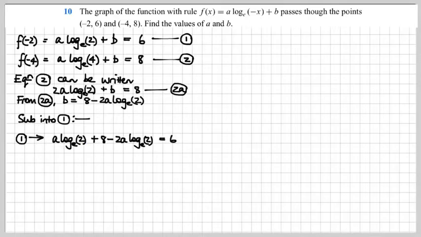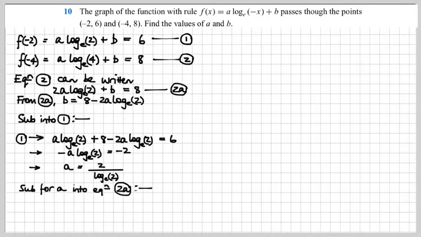Now, simplifying, what are we going to get? Yes, do you agree? Good. Now we're just going to divide both sides by minus log 2 base e, and we get that. Isn't that great? Now we're going to substitute back for a into one of those equations. I don't really mind. We'll do it into that one, 2a. Will that do? Yes, and what do we get?